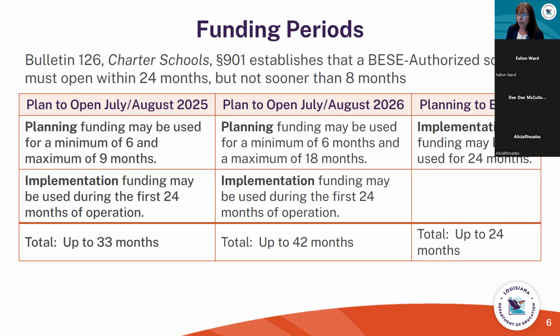That's when you can begin using planning funding. Okay, so let's say, for example, a school is authorized. We have schools coming up in our October BESE meeting. So let's say they're authorized in October 2024 with a plan to open July or August 2025. That means from October 2024 to July or August 2025, whatever their first day of school is, all of what is allowable for planning expenditures will be used, and then implementation funding can be used for the first 2 years the school is in operation.